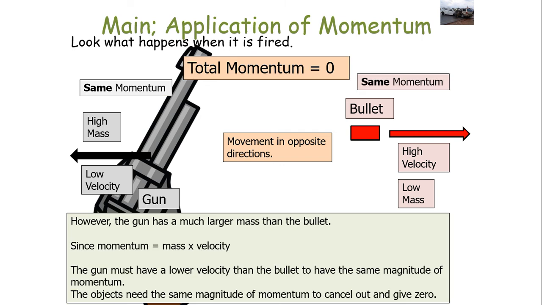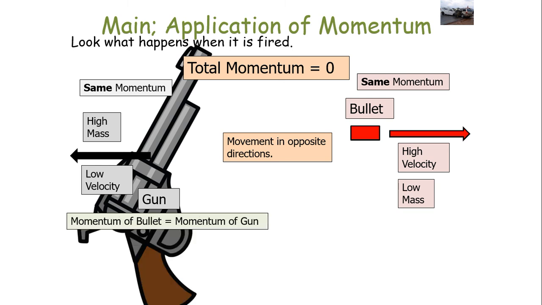So both objects, the gun and the bullet, have the same magnitude of momentum, the same number of momentum, but they're in opposite directions. One is a plus, one is a minus, so the total momentum is 0, and that's why any gun or any firework will always recoil when this takes place, because it conserves the momentum.